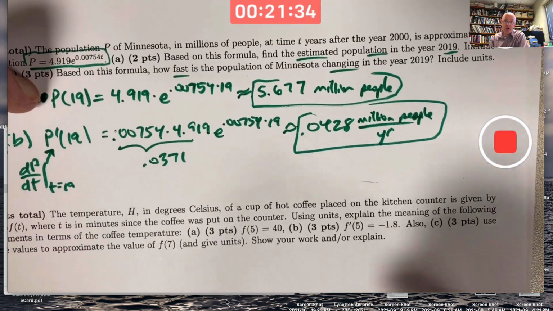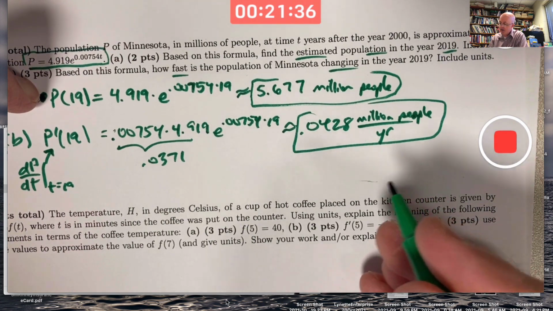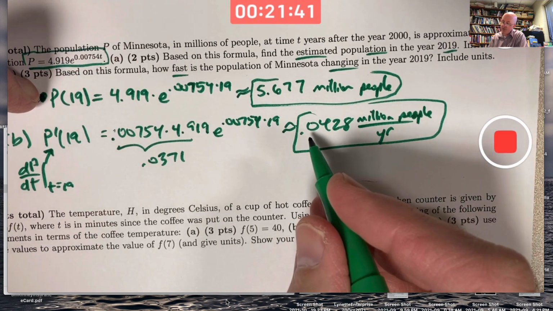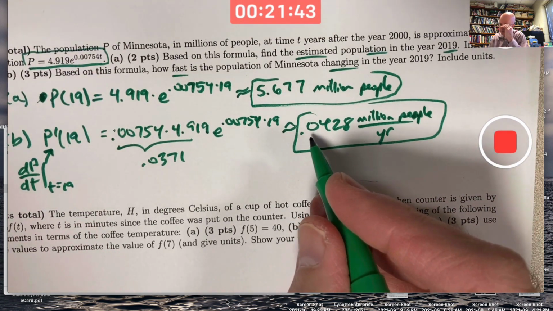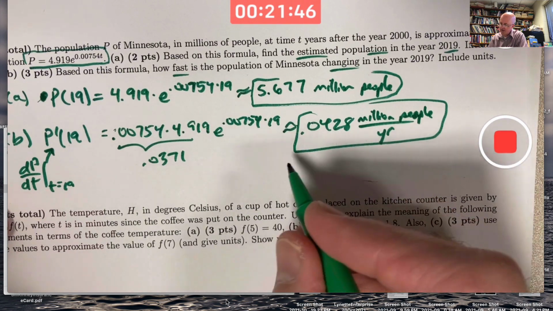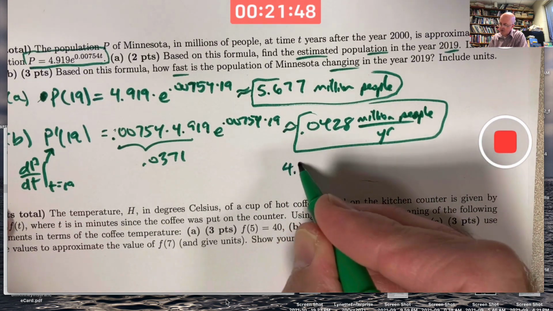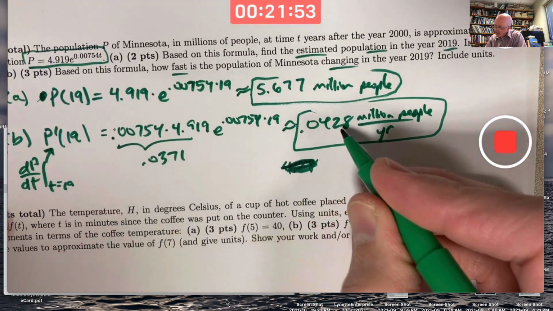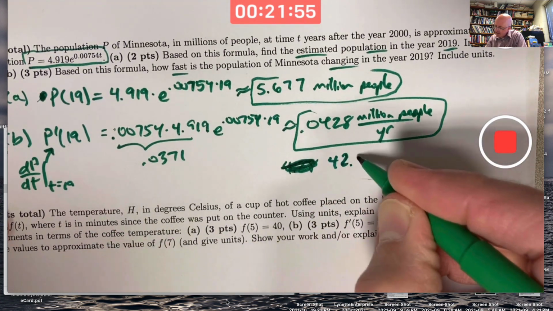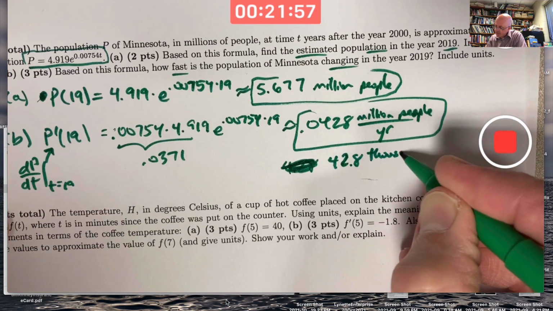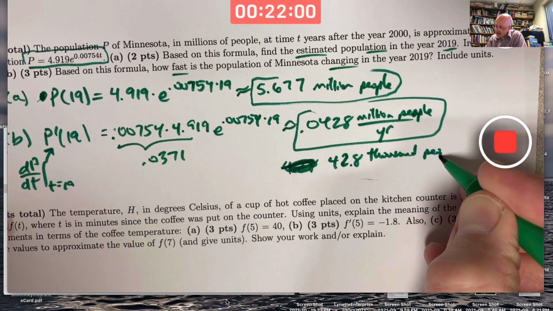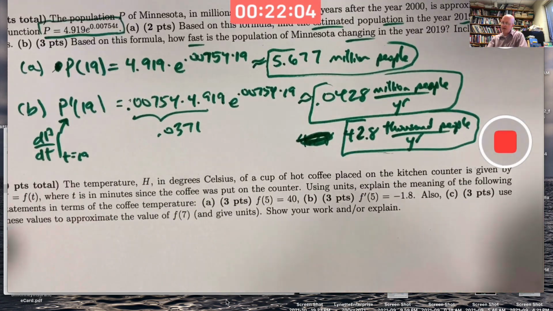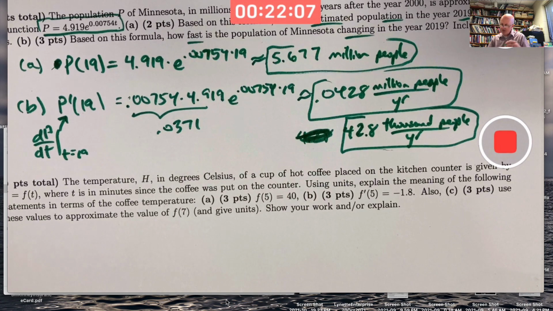It's not asked, but you could convert that to, say, hundreds of thousands of people or thousands of people. If you converted it to, for example, thousands of people, you'd want to move the decimal 3 spots to the right. You'd say 42.8 thousand people per year would be your estimate for the rate of change. Again, is that accurate? You'd have to look it up. Okay, that wasn't asked for. This is fine as the answer.